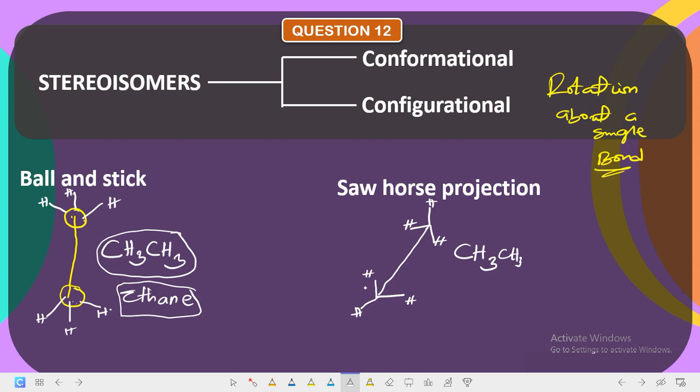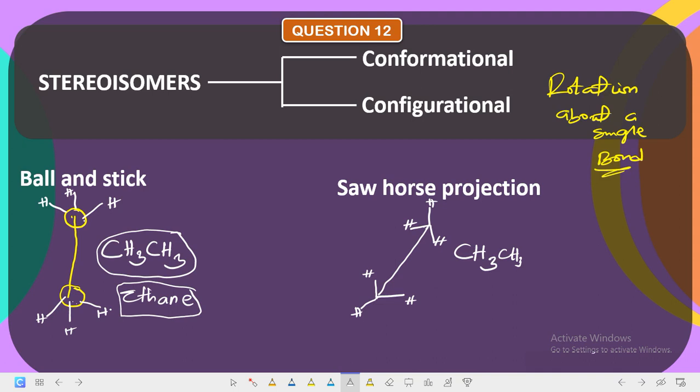So if they say give the sawhorse projection for a compound, this is what you are expected to draw for that compound. Is that understood? Now we said the ball and stick. Each of the balls represents a carbon atom. So if they give you two balls, it means they are telling you that there are how many carbon atoms there? 2. Are we getting it? And the hydrogens attached to it.